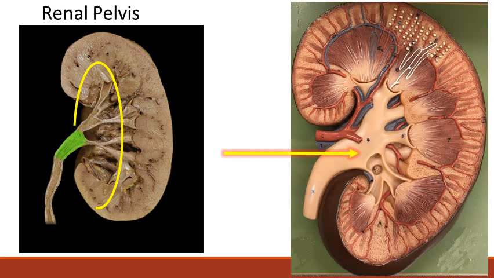And then so here's the renal pelvis. So we looked at these sections as being major calyx, and then this whole entire section here is going to be the renal pelvis. And this is going to be the highlighted portion here.